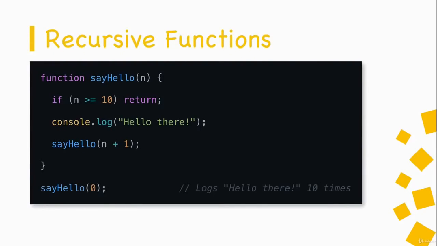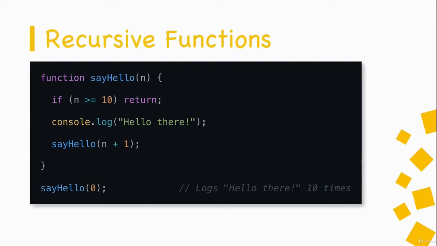Now we have to call the function giving n an initial value. So sayHello and then 0 inside parentheses means the n parameter has an initial value of 0, which means it'll start from 0, and then the if clause in this case is false because n is not equal to or more than 10 right now, right? So the condition is false, and that means the return statement is not executed. So the string hello there is logged to the console, and then when we run the function again, sayHello, this time with n plus 1. Now n in this case is 0, and so n plus 1 means 0 plus 1, which means 1. Now when the function runs the second time, the value of n is 1.